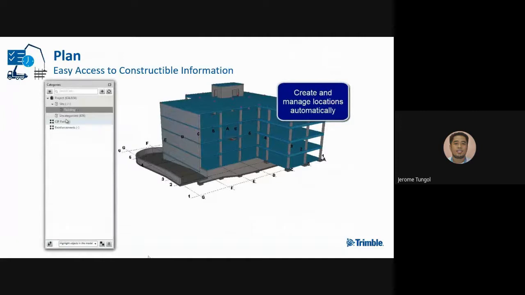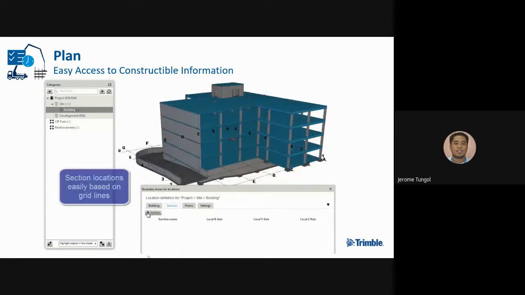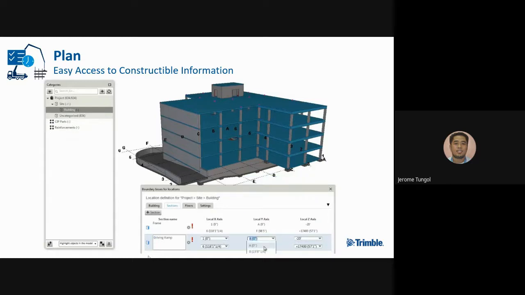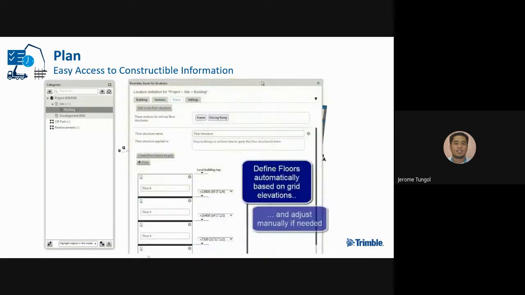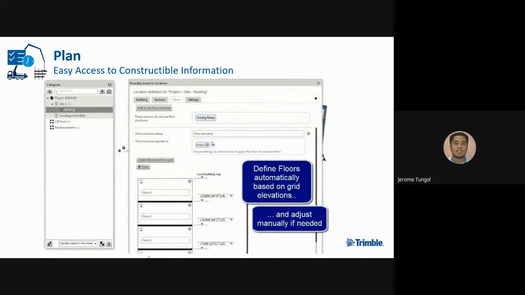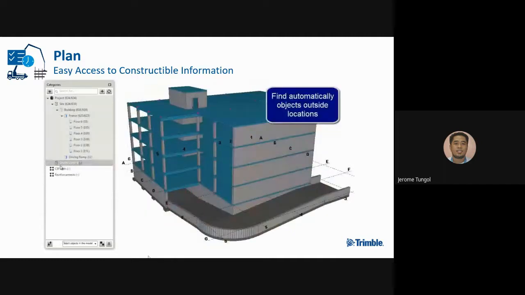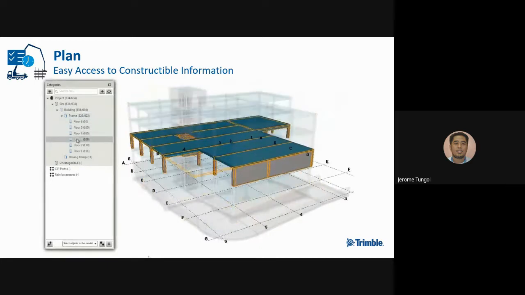So once you've done your 3D modeling, we use the organizer to have our location breakdown structure, or our LBS. We can group our model into sections and floors. You can also manually adjust section borders by inputting their locations. You can review it visually. We can also define floors automatically based on the grid line elevation and adjust them manually if needed. By doing this, you can automatically find objects outside of the location and add them manually.